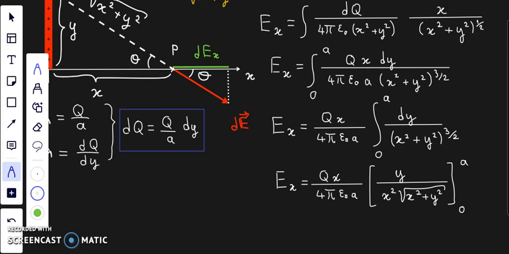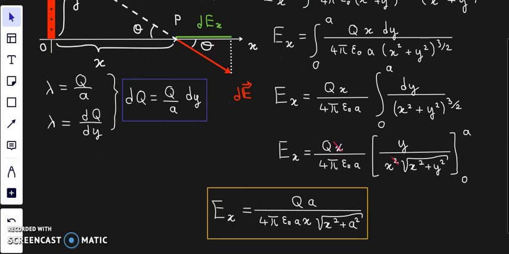Now let's go ahead and evaluate our integral. Note that the x in the numerator cancels the square of the x squared in the denominator, and the lower limit of the integral is basically 0 because y is equal to 0. So this is the answer for the x component of the electric field.